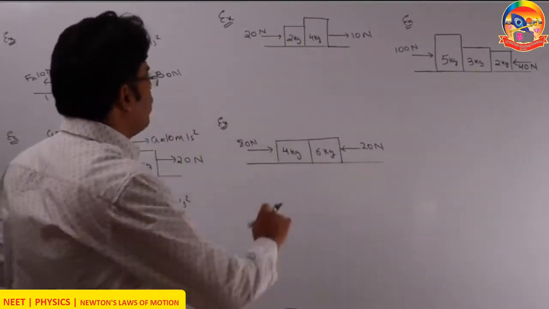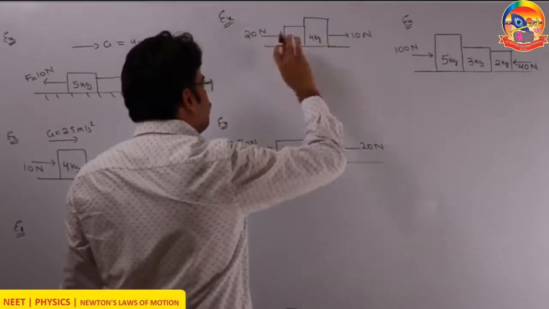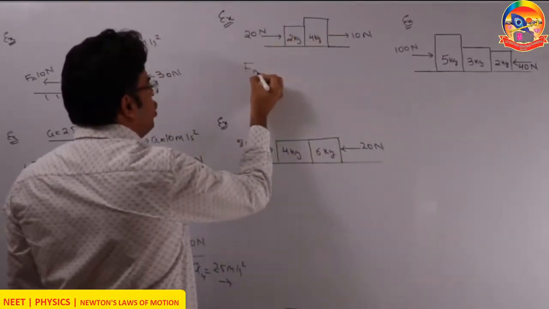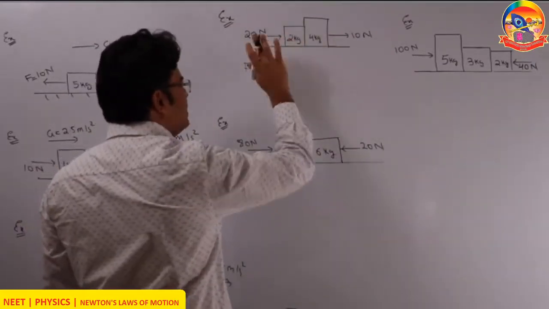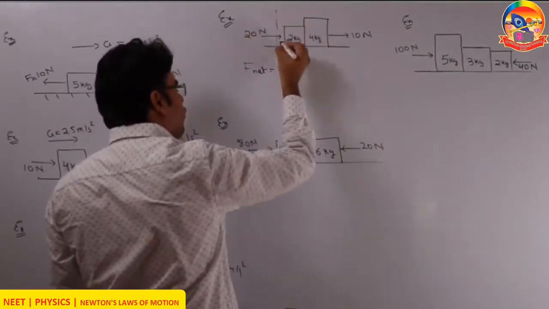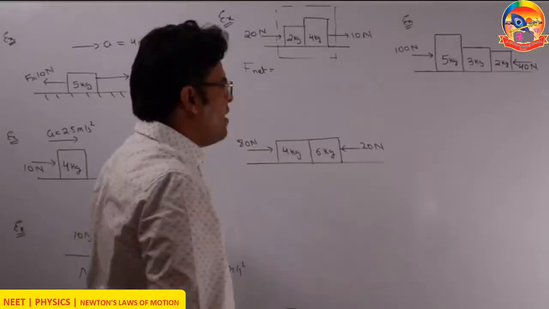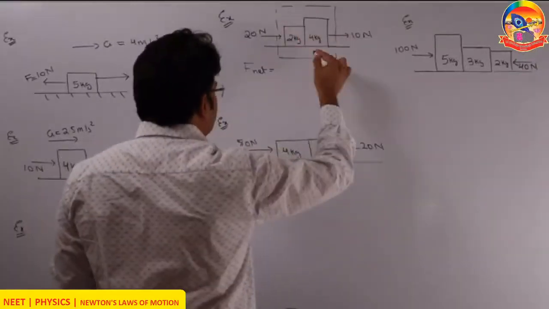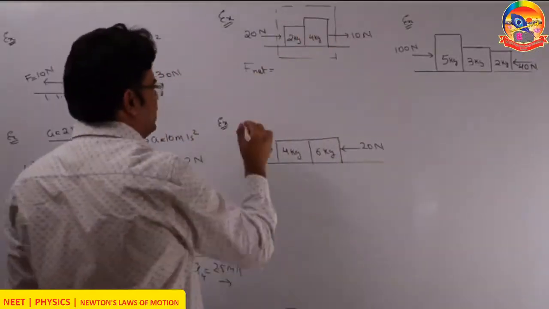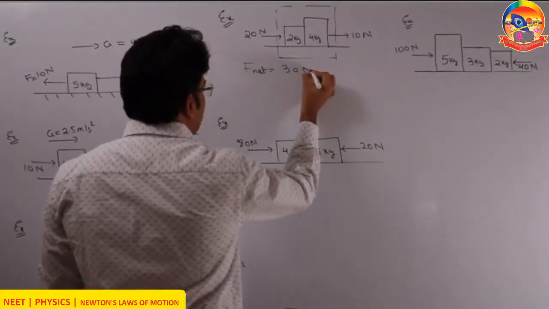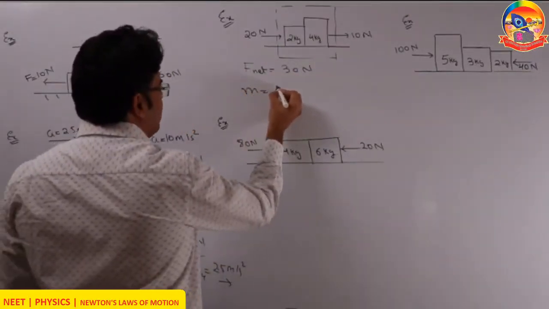Now here, since both of them are constrained to move together, since they are accelerating together, you can think of the whole of this as one rigid body, one single body having a mass of 6 kg. So if you treat the whole system as a rigid body of mass 6 kg, the net force on this system is 30. The mass of this system is 6 kg.